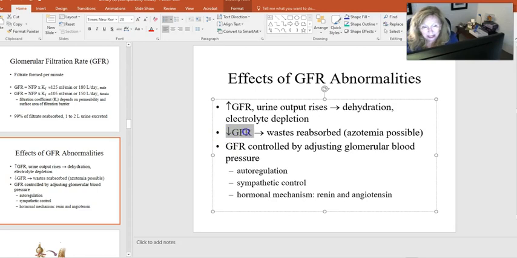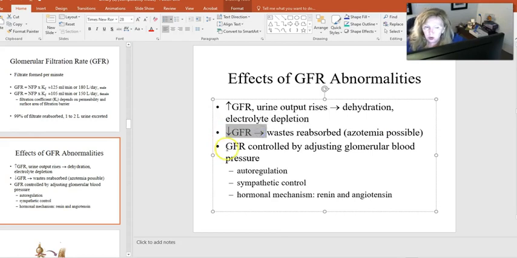A decreased glomerular filtration rate means that wastes are building up. Azotemia will be the first sign that this is happening, with an increased blood urea nitrogen. If left unchecked, if the kidneys continue to not function the way they should, you're going to see toxic effects on the tissues, which is called uremia.